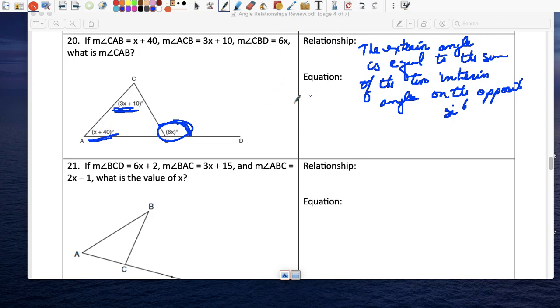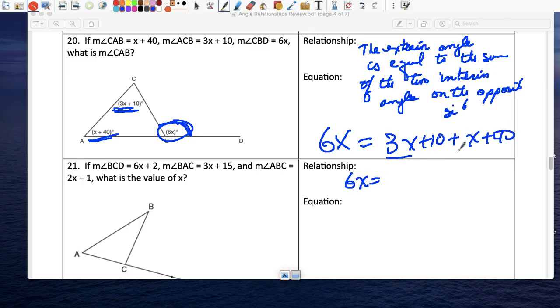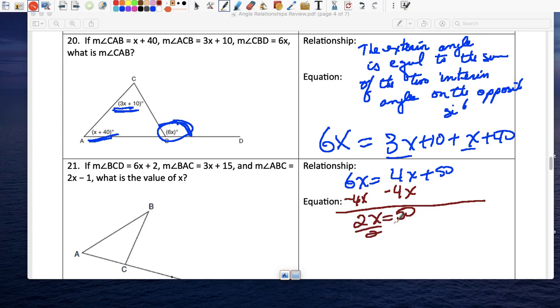Okay, so if they're equal to each other, I can say that 6x is equal to the sum of 3x plus 10 plus x plus 40. We have 6x, this is 3x and x, which is 4x, 10 plus 40 is 50. This one's different because we have variables on both sides, so let's get rid of this guy, minus 4x, minus 4x, the smaller coefficient, so you don't have to deal with negatives. So 2x equals 50, divide by 2, x equals 25.